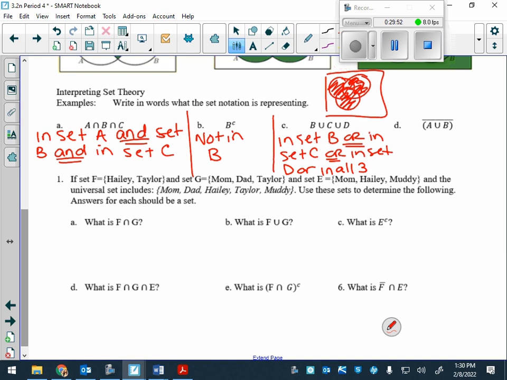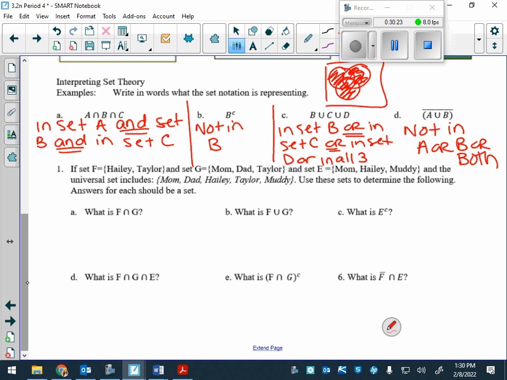Now for D, this means that line, not in A or B or both. So this notation would just be the outside, in terms of shading. The more we do with the notation, the easier it's going to get. So we have an example here.